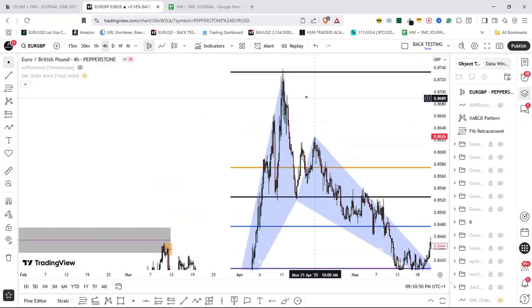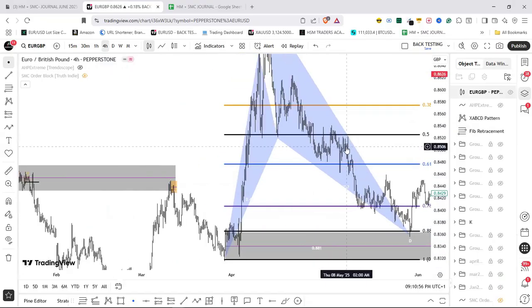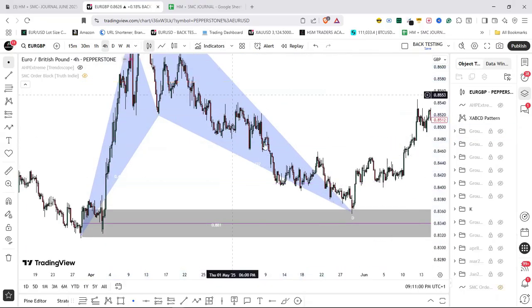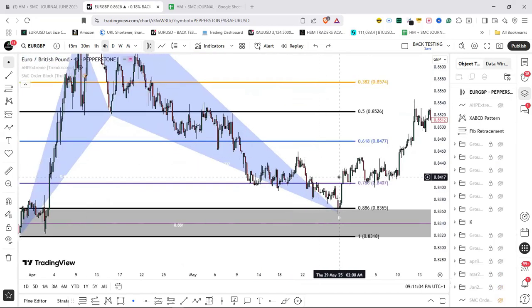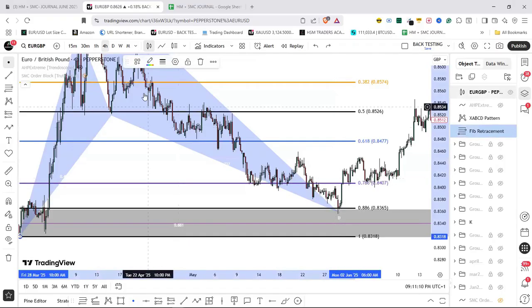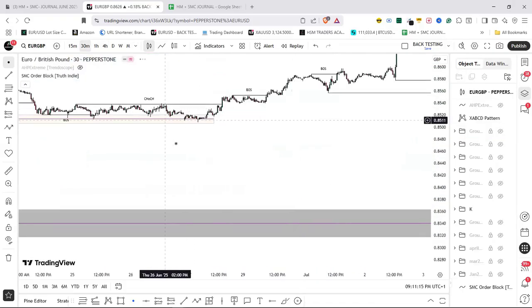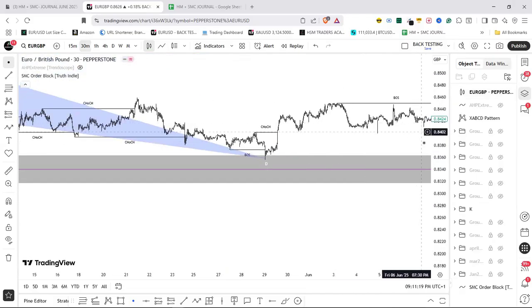So I went with the shark pattern because of the structure. I just love the way the structure is very clean, and I went with this shark pattern. Okay, so now let's look at entry. The first entry was instant entry at 0.886. Since it aligns with the key level, it is valid. The next entry is structure shift. This could be on the 30 minutes time frame, 15 minutes time frame, or on the 1 hour time frame, as the case may be for this particular trade.